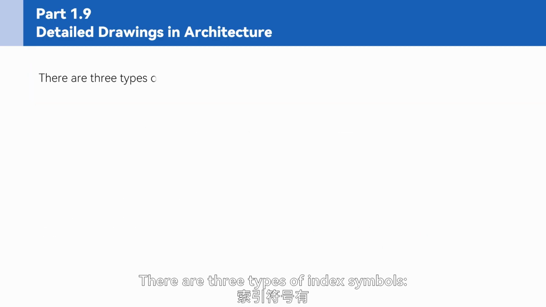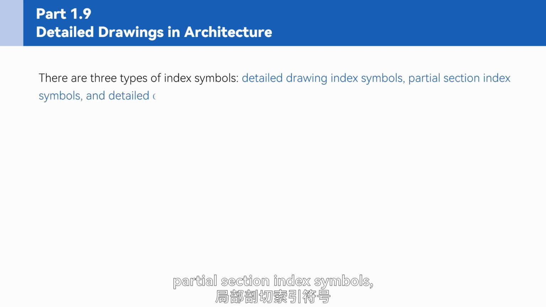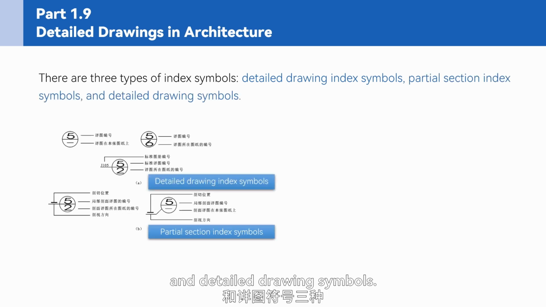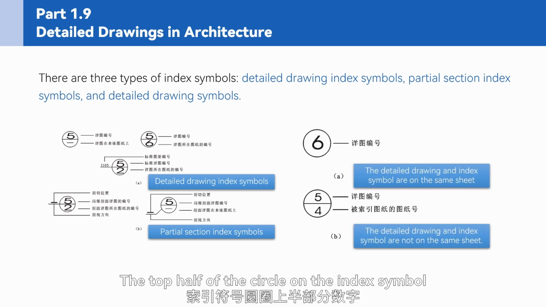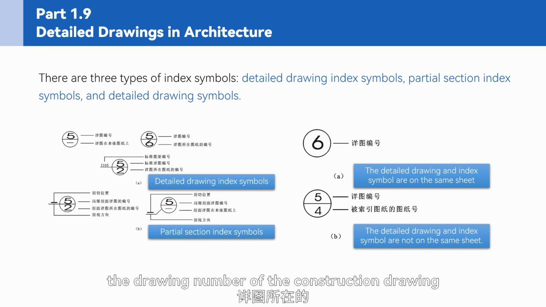There are three types of index symbols: detailed drawing index symbols, partial section index symbols, and detailed drawing symbols. The top half of the circle on the index symbol represents the detailed drawing number, while the bottom half indicates the drawing number of the construction drawing where the detailed drawing is located.